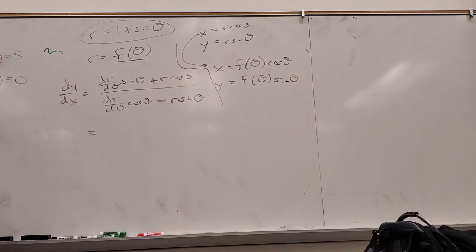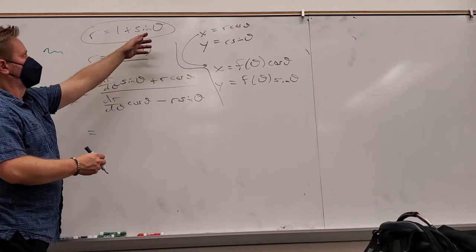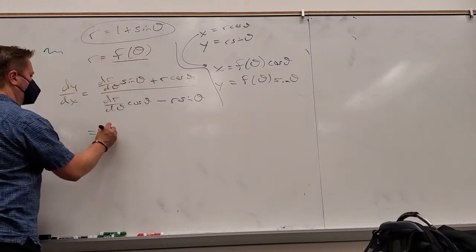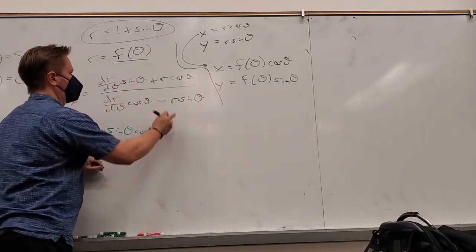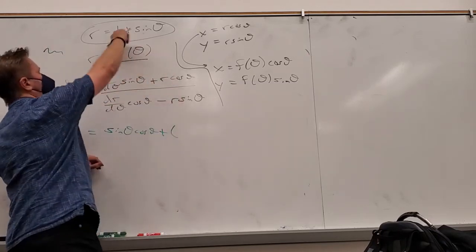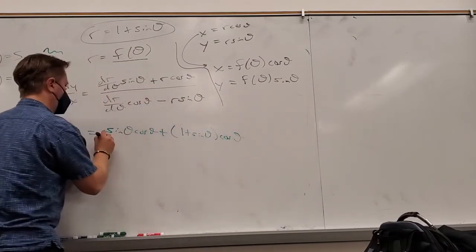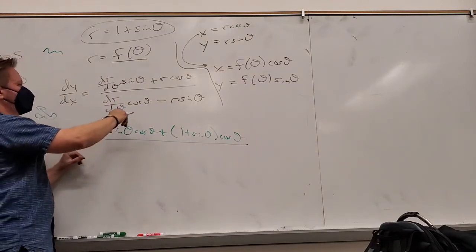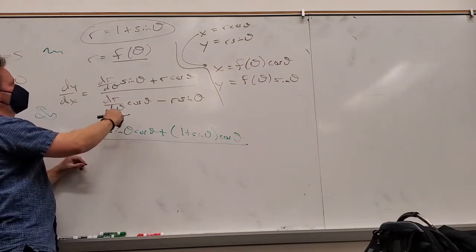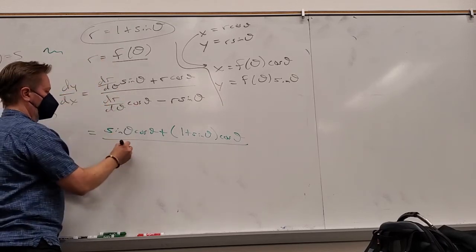So what is dr d theta? Nice and easy. Dr d theta is cosine theta. So I get sine theta times cosine theta. And here I would put r, which is 1 plus sine theta, times cosine theta. And then here dr d theta shows up again, which is just cosine theta times cosine theta, so it's cosine squared.